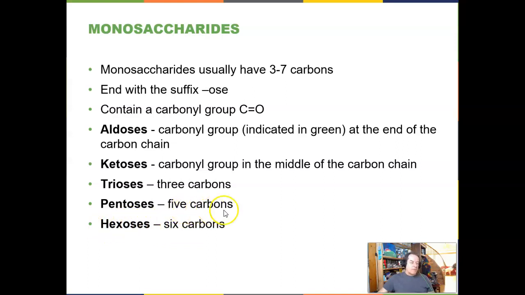Ribose, which has 5 carbons in it, is a particular example of a pentose. And then also, on the sugars, the position of the carbonyl group, the C double bonded to an oxygen, determines whether you've got an aldose or a ketose sugar. So in an aldose, the double bonded oxygen is at the end of the chain. In a ketose, it's somewhere in the middle of the chain.